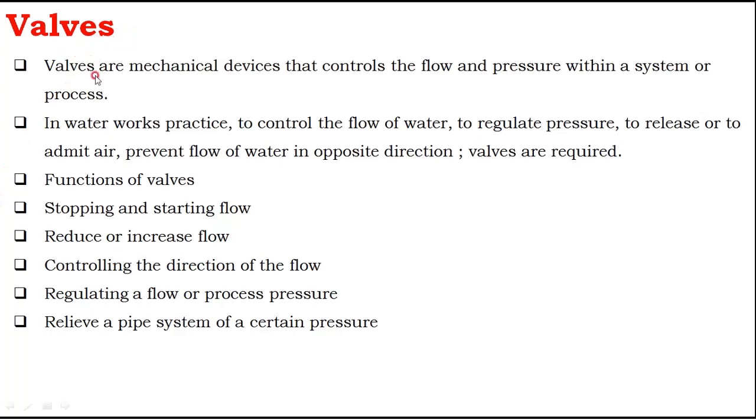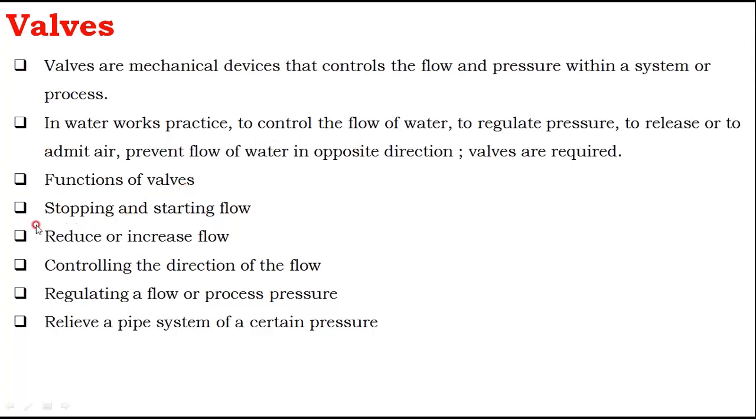The first heading is valves. What are valves? Valves are mechanical devices that control the flow and pressure within a system or process. There are many types of valves, and we use those devices to control the flow. In water works practice, valves are required to control the flow of water, to regulate pressure, to release or admit air, and to prevent flow of water in the opposite direction. These we can call the functions of valves.